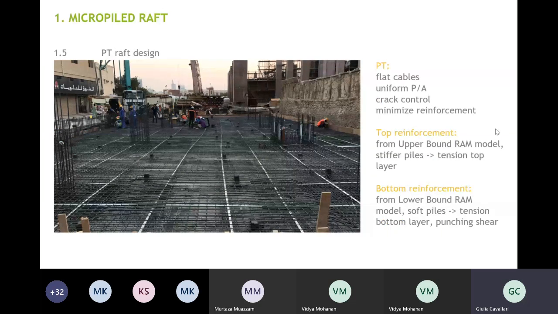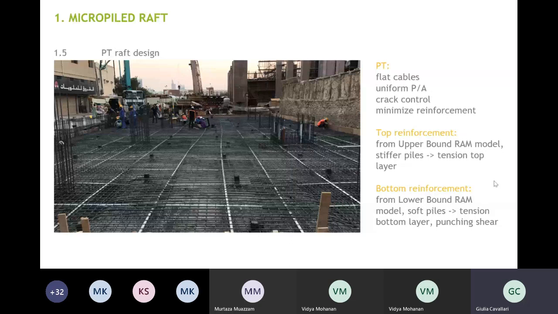So we have applied this system to the design of our foundation, and the post-tension raft has been designed with flat cables with a uniform precompression, mainly for crack control and to minimize the reinforcement mesh. The tendons have been laid flat to cater for both upper and lower bound cases. We talked about the upper bound and lower bound cases for the pile stiffness.